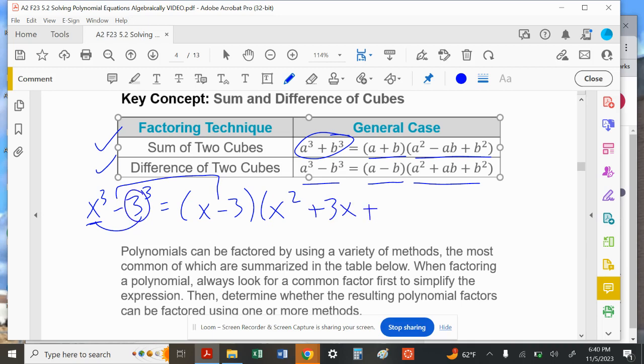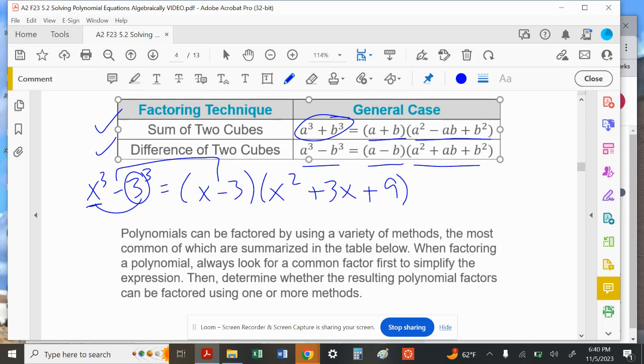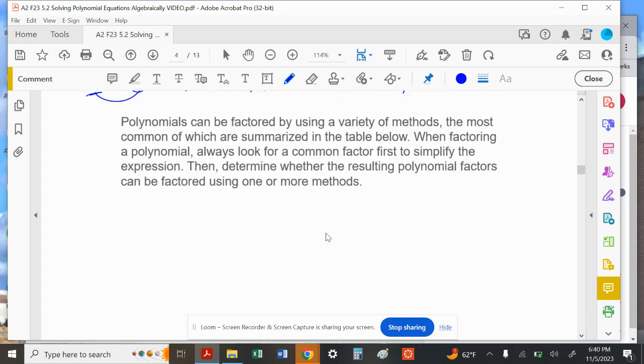And notice I have a 3 here. I square that and I get a 9. And that's how you do the difference of cubes. Okay, sum of cubes, notice the only difference between them are the signs here and the signs here. So that's really the only difference that we see in that particular case.